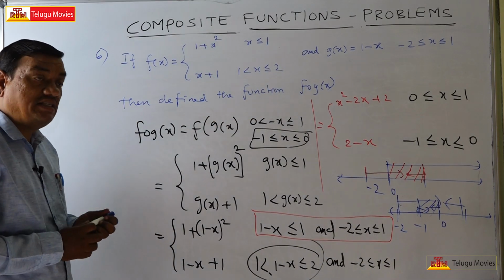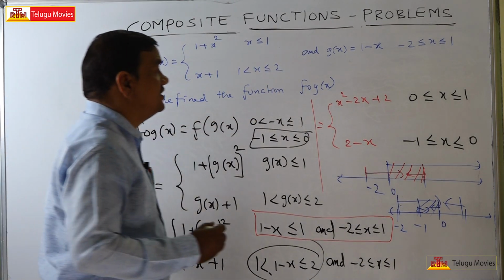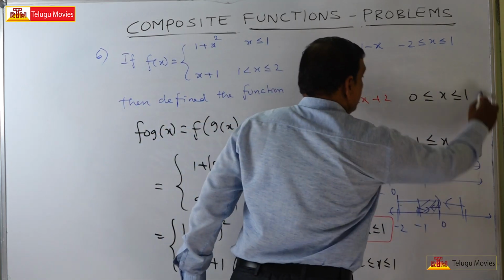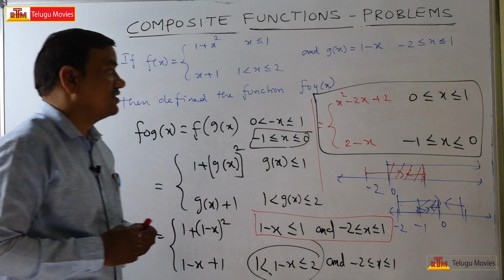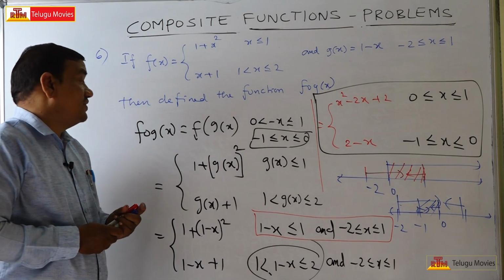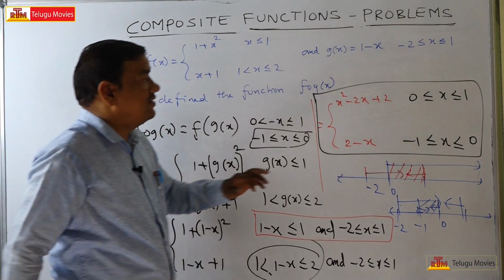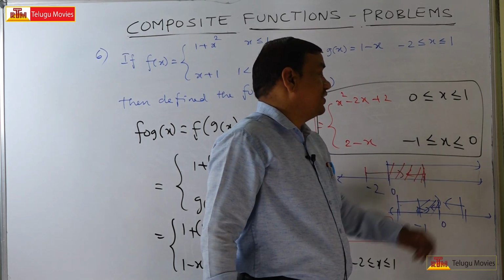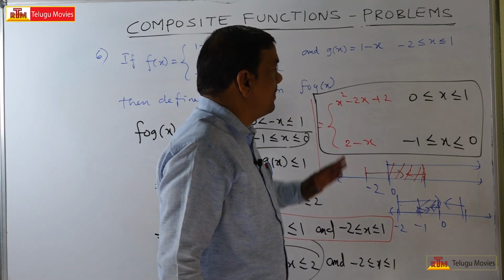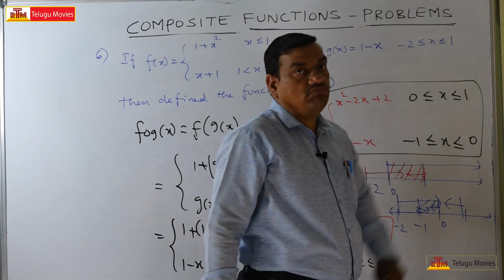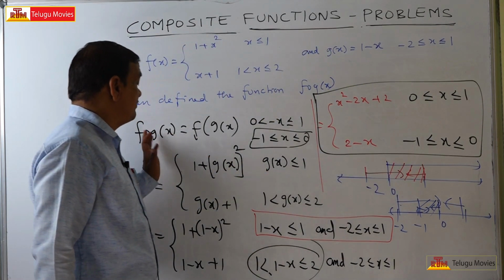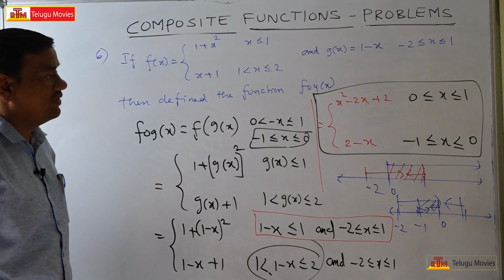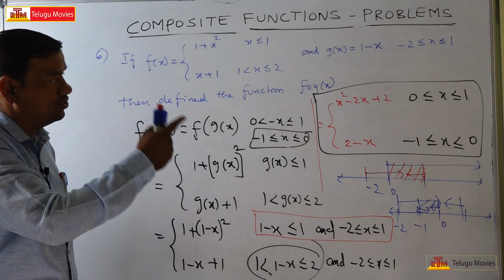So this is your f circle g of x. That will be the domain of this function f circle g. What is the domain? 0 less than or equal to x less than or equal to 1. -1 less than or equal to x less than or equal to 0 means what? So that is for -1 to 1, this f circle g is defined. -1 less than or equal to x less than or equal to 0.